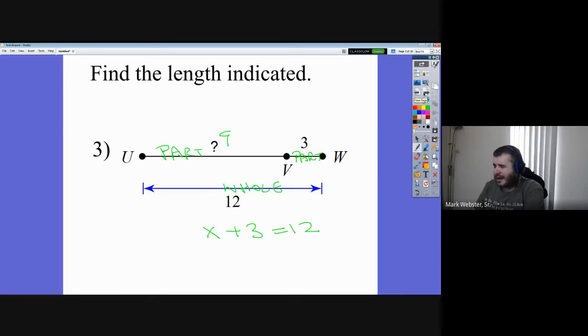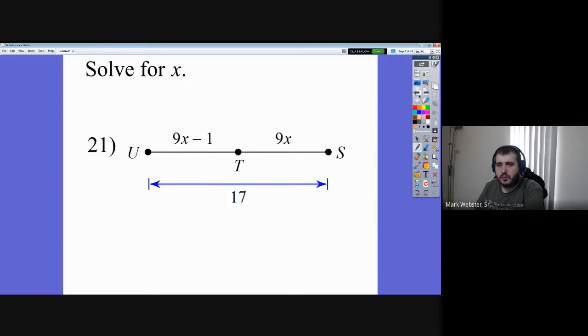Now we're going to put in some letters and variables. All I want to do is look at the directions, and the directions tell me solve for x. I don't care about anything else but solving for x. Once I get x equals, I am done with the problem. Don't do extra. There's no reason to do extra. They aren't paying you to do extra. So look at what we got. Again, part plus part equals whole.